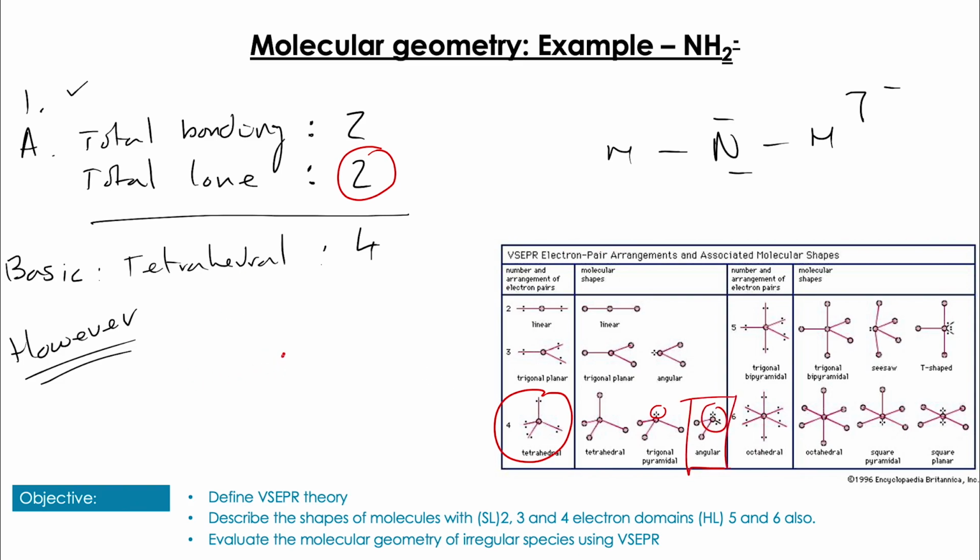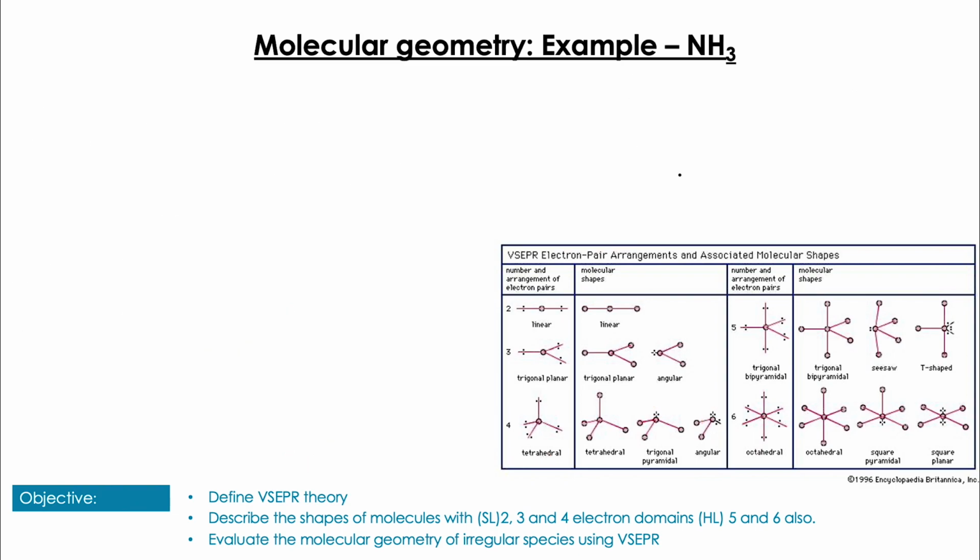When we have an angular shape, remember we've got 2 lone pairs pushing down the bonding pairs of electrons. This reduces the angle by roughly 4 degrees because we have 2 lone pairs acting on them, giving us a rough angle in this molecule of 105.5. So I'll do one more worked example before we get you doing some questions.